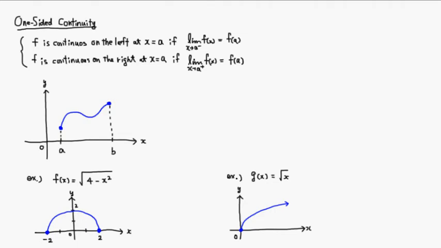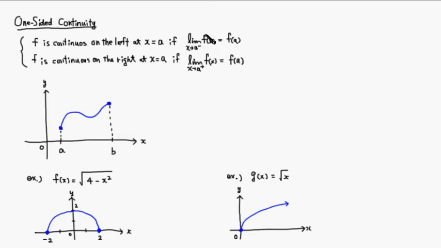Okay, let's look at one-sided continuity. Right? So here's the definition. f is called continuous on the left at x equals a if the left-hand limit of f(x) at a is equal to f(a). Similarly, f is continuous on the right at a if the right-hand limit at a is equal to f(a).